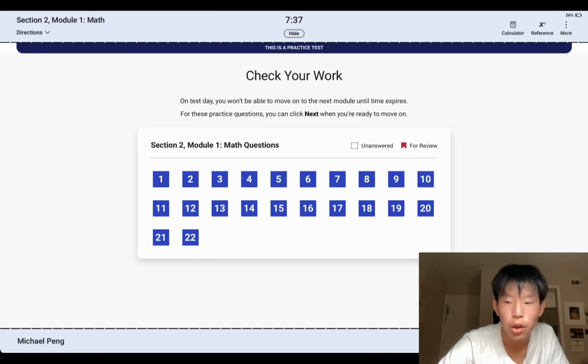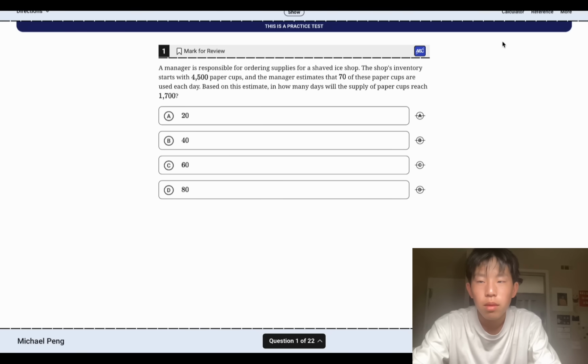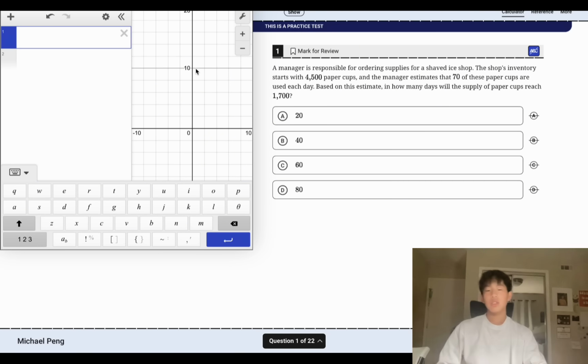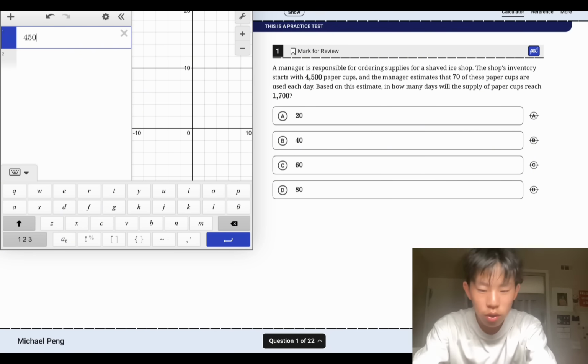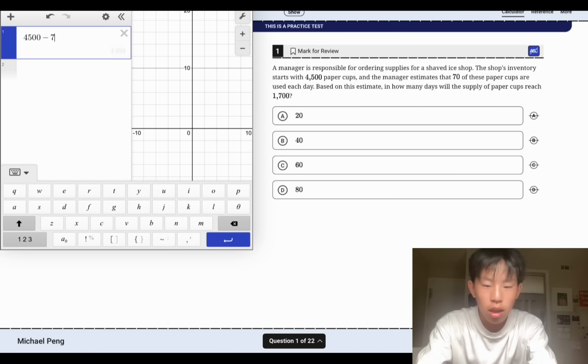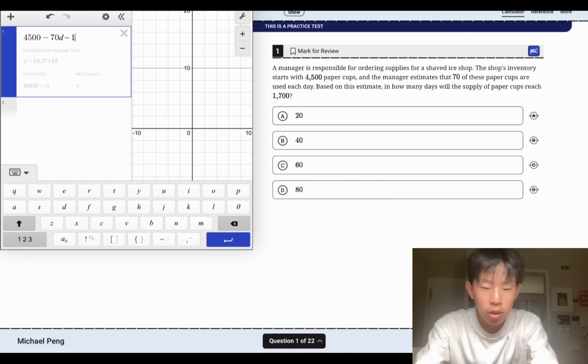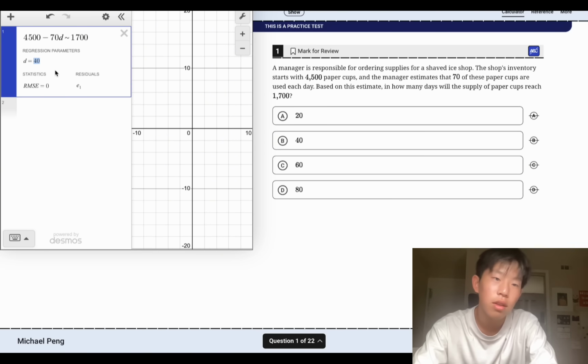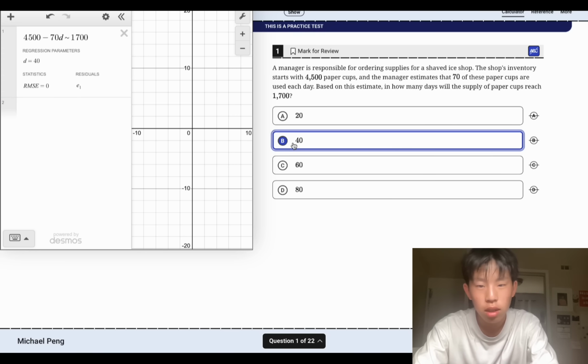So, we're done. Okay, next. For this first question, it's saying that there's 4,500 cups to start, and then each day you use 70 of them. So how many days will it take for you to get to 1,700? What you're going to do is use your quick regression. We're going to say D is the amount of days. If each day you lose 70, how many will it take until you have 1,700? So, look, it tells you 40 days. So that's going to be our answer for 1.